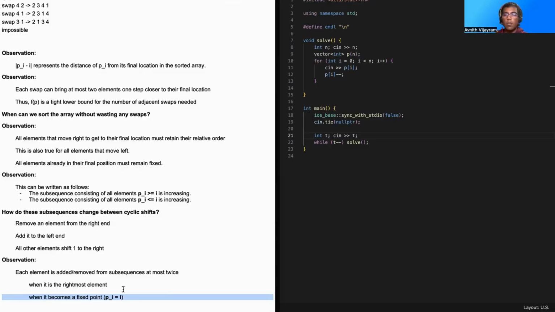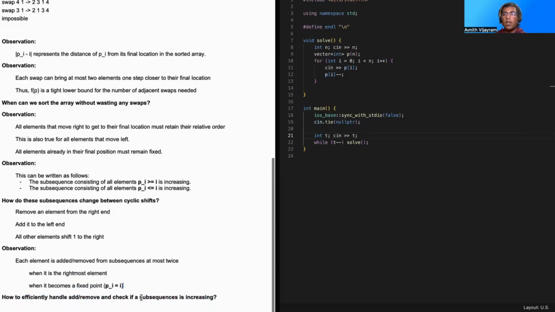But other than these two moments, each element is going to stay in the same subsequence it's in. So there's actually O of n times that we have to add to or remove from a subsequence. And now that we know there's only O of n additions and removals, we can think about how we can efficiently maintain whether or not this subsequence is sorted. So we need to handle add and remove operations and we also need to check if its subsequence is increasing.